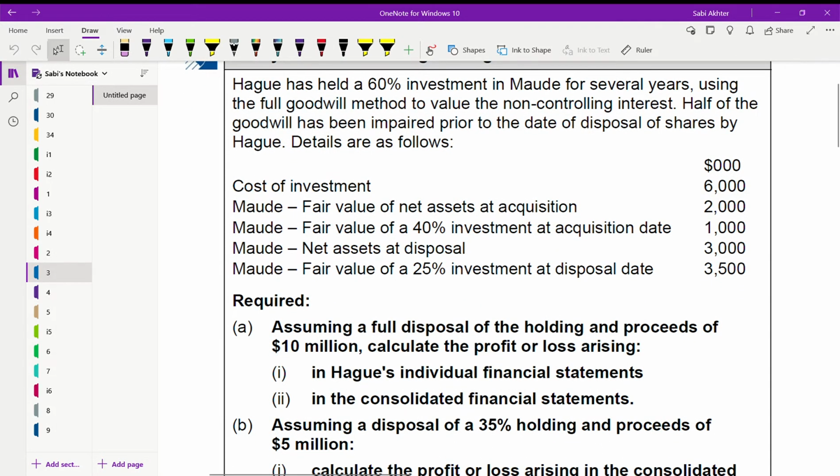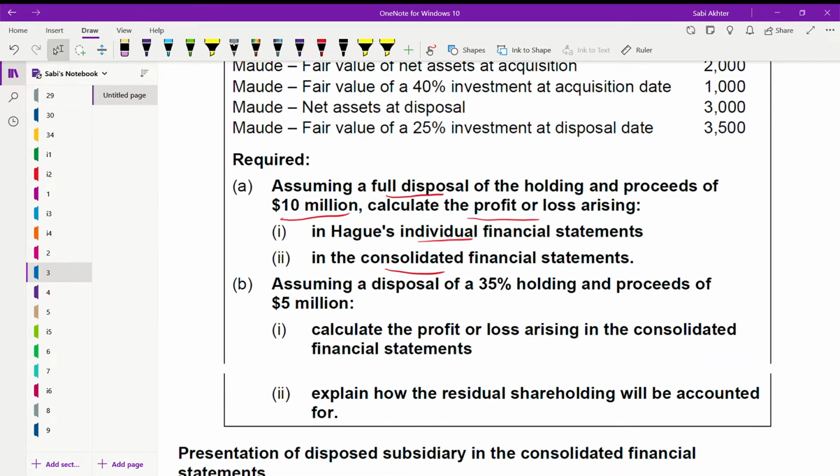Here also part A is the same thing. In the individual financial statements and in the consolidated financial statements, calculate the profit or loss arising from a full disposal of 10 million, that means you are disposing of it entirely. Coming to B, you are only disposing 35% for 5 million. Here also calculate profit and loss in the consolidated financial statements, and explain how the residual shareholding, that means the remaining shareholding, will be accounted for. You have to know both: how to account for the amount that you are selling and the amount that you are not selling.